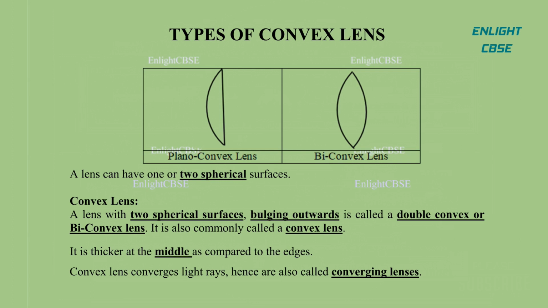Part 5: Lens. What is a convex lens? A lens can have one or two spherical surfaces. Convex lens. A lens with two spherical surfaces bulging outwards is called a double convex or biconvex lens. It is also commonly called a convex lens. It is thicker at the middle as compared to the edges. A convex lens converges light rays, hence it is also called a converging lens.